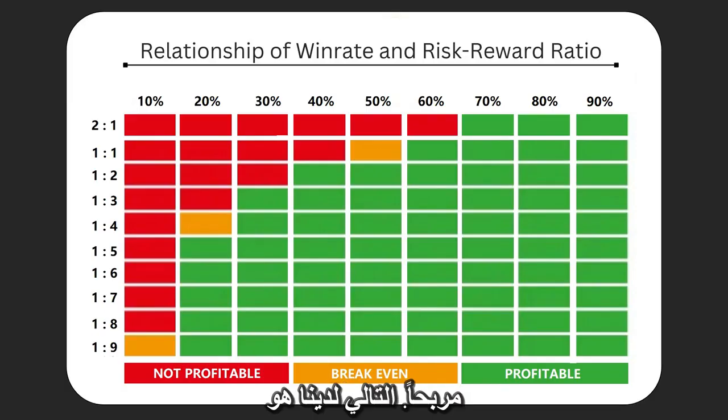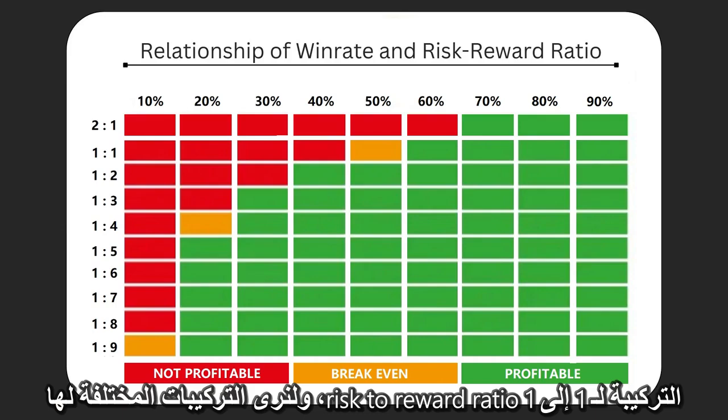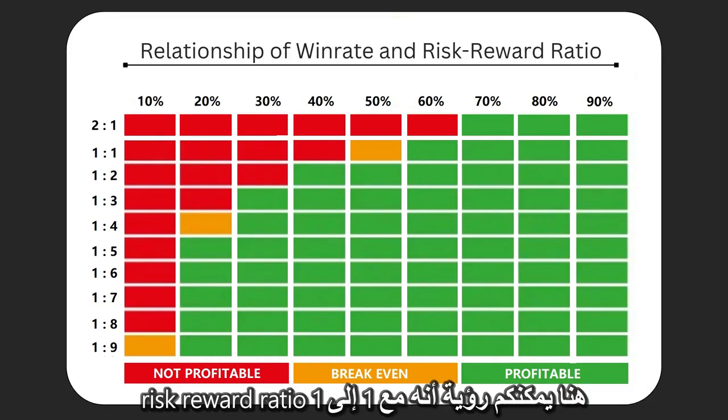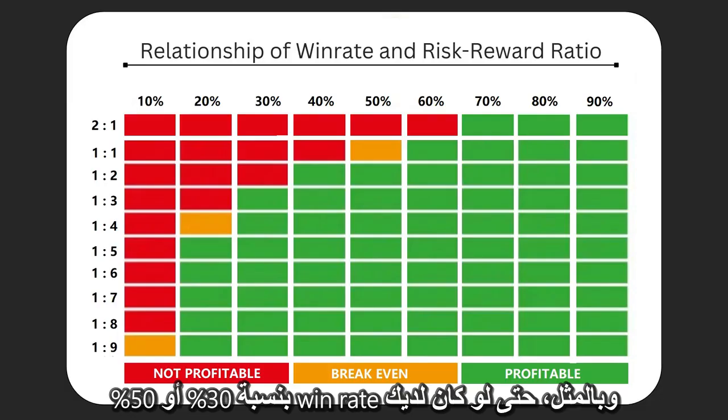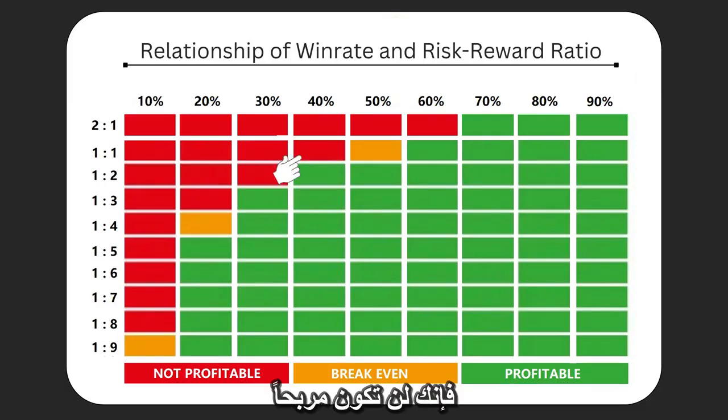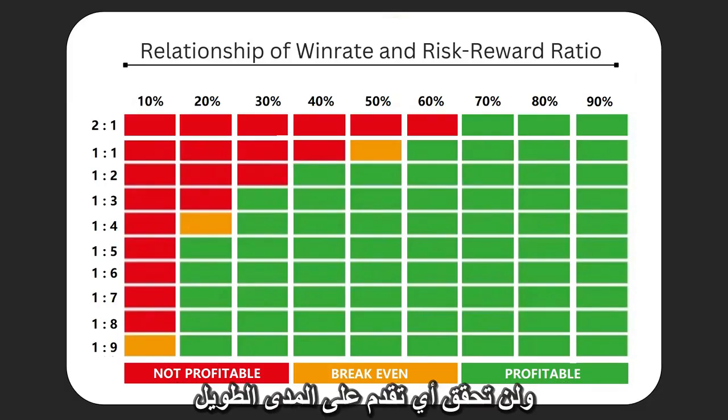Next up we've got the combination for 1 to 1 risk to reward ratio, and let's see the different combinations for it. Right here you can see that with 1 to 1 risk to reward ratio, if your win rate is 10%, it's pretty self-evident that you would lose, which is pretty obvious. If you have a win rate of 20%, again you would not be profitable, again pretty self-evident and obvious. Similarly, if you even have a win rate of 30%, you'd still not be profitable and you won't have any progress in the long term, right?